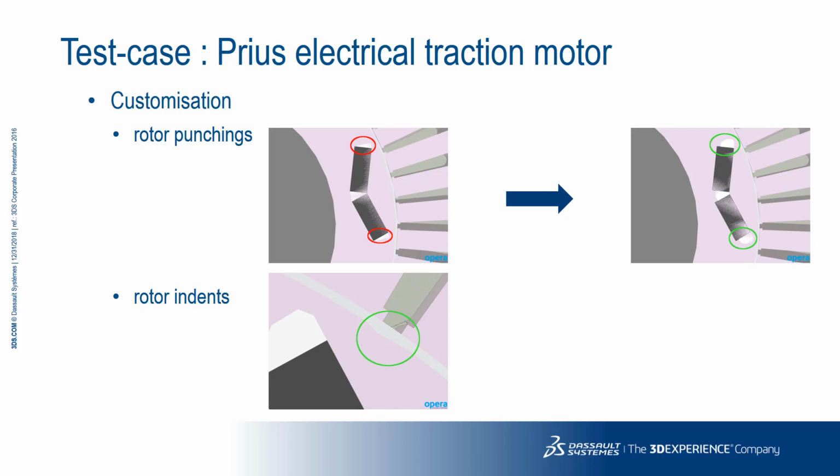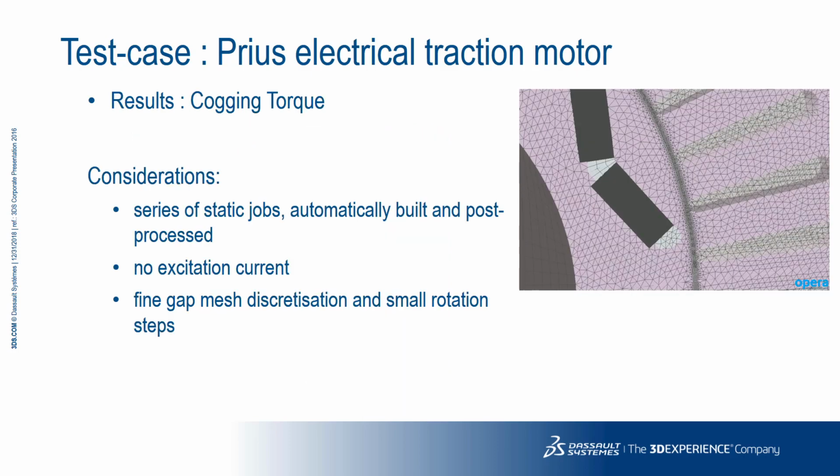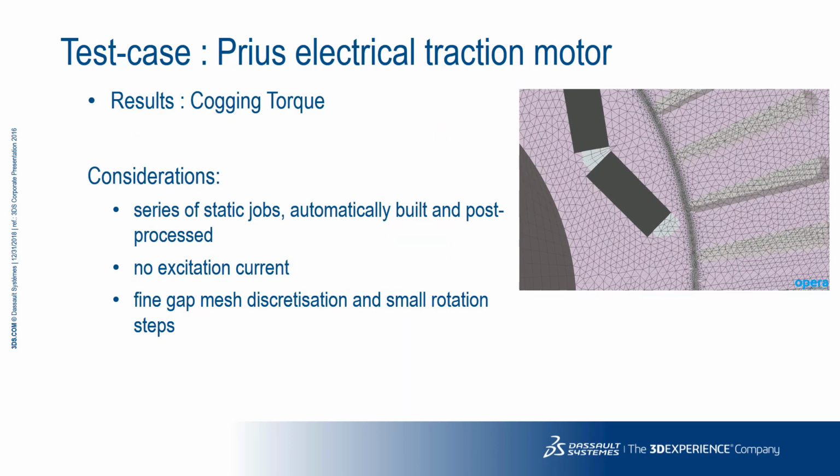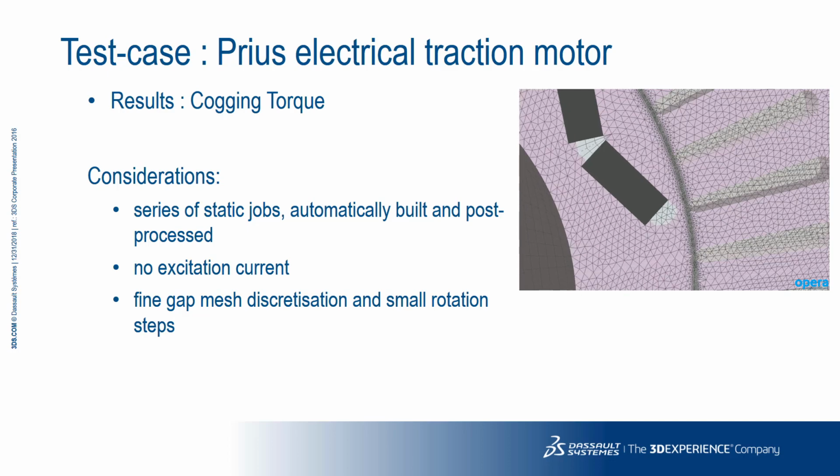The second modification is the indent in the rotor, which will also help to limit the leakage flux and maximize the quadrature axis reactance. As we'll see in subsequent slides, these non-standard modifications to the geometry of the Prius motor will prove to be significant in the overall performance of the motor and are only made possible by the use of customizable geometry building.